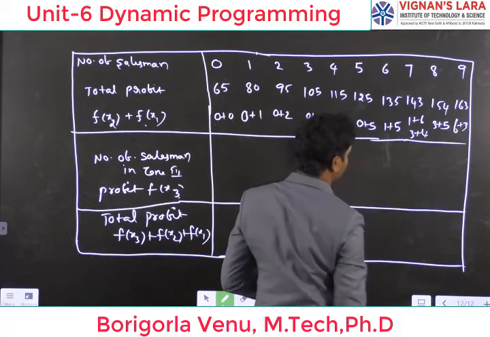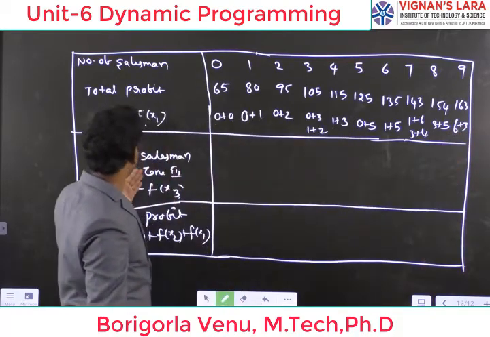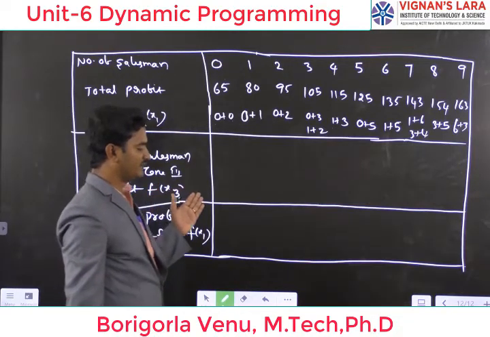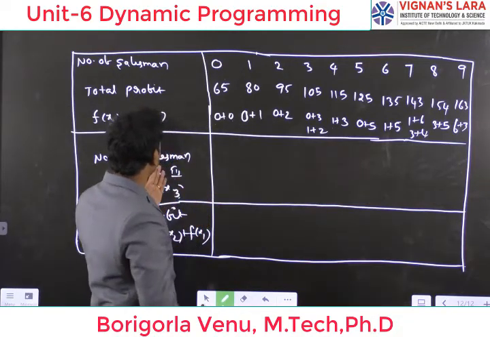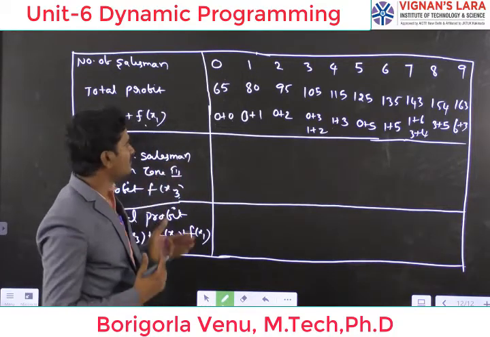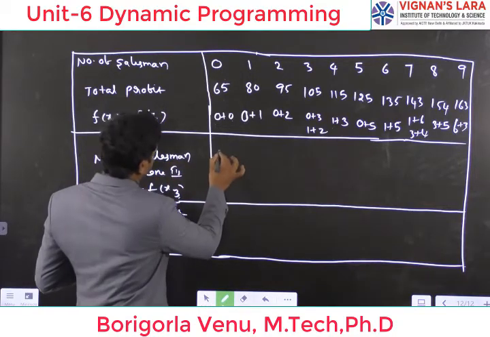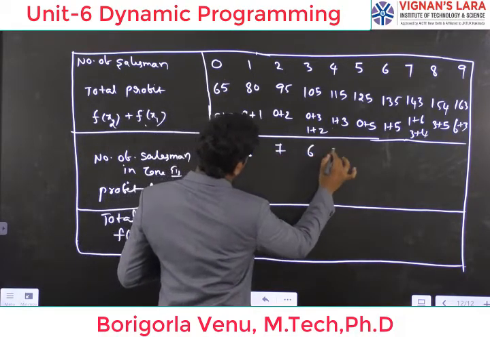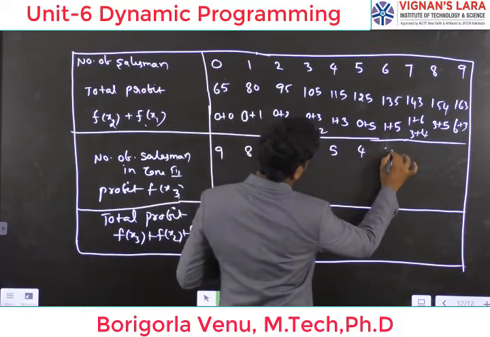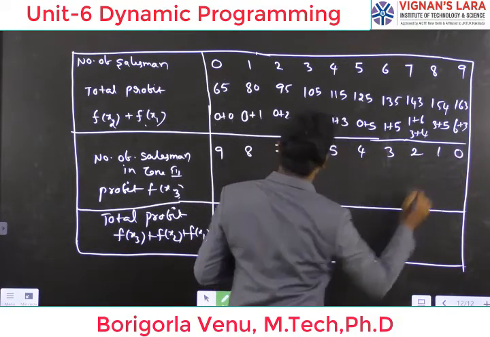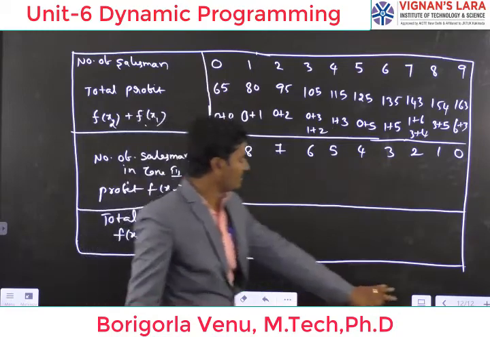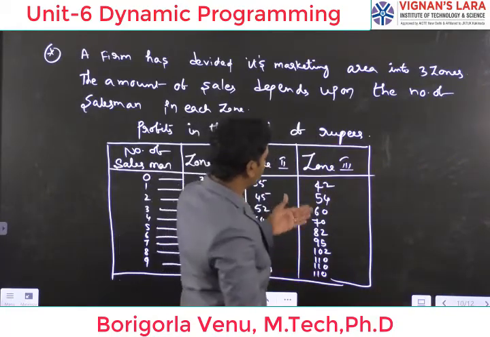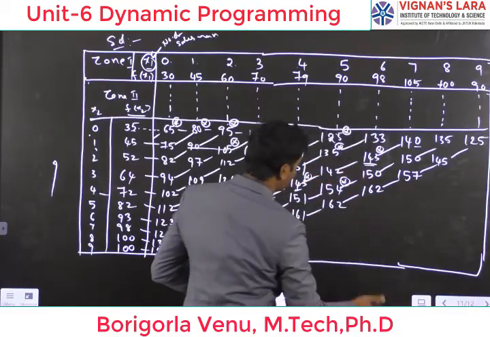Okay. Now we are going to find the number of salesmen in zone 3, the profit of f of x3. How many salesmen are there? We are going to take the salesman order in reverse: 9, 8, 7, 6, 5, 4, 3, 2, 1, 0. The profit of x3 is already given in our table, and we take these values in reverse order, like 42, 54, 60, 70.